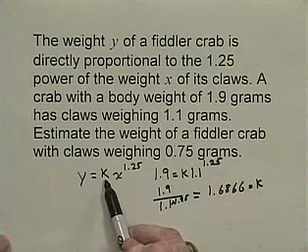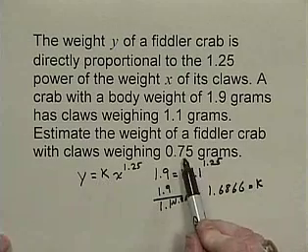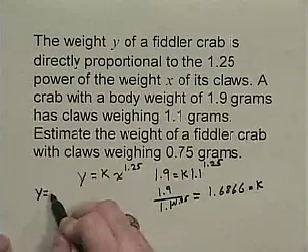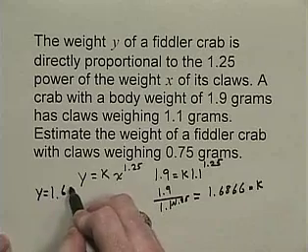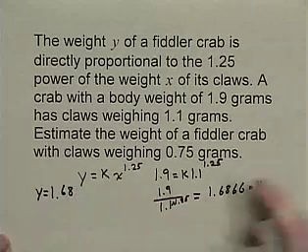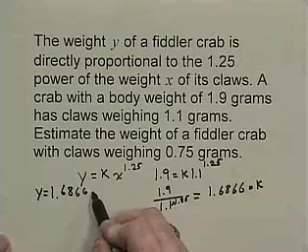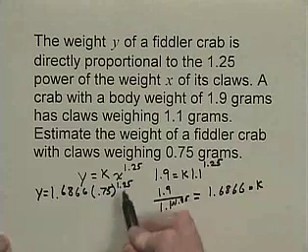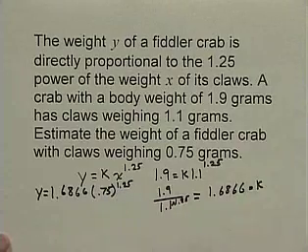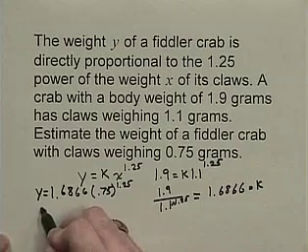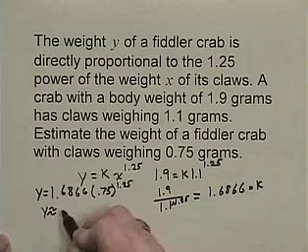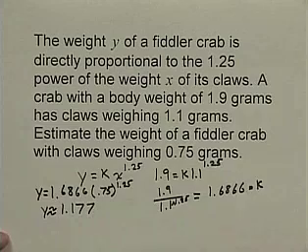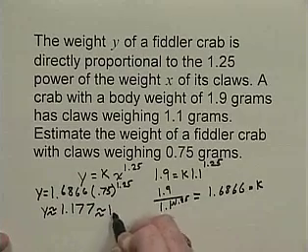So if this is k, we can plug it in for k here, and we have the claw weight for the crab we're interested in, 0.75. So we're going to say that y is equal to 1.6866 times x, which we know is 0.75, to the 1.25 power here. And if we go ahead and just plug that into our calculator, we end up with y is approximately equal to 1.177. So the crab weighs approximately 1.18 grams.